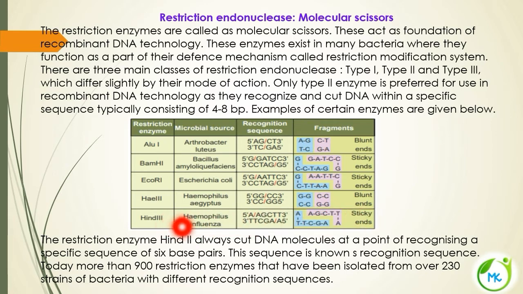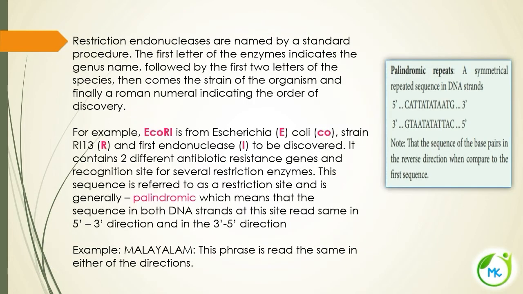So the restriction enzyme HindIII always cuts DNA molecules at a point of recognizing a specific sequence of 6 base pairs. This sequence is known as recognition sequence. Not only this particular enzyme, in general the restriction endonucleases are going to recognize a particular sequence. Today more than 900 restriction enzymes have been isolated from over 230 strains of bacteria with different recognition sequences. Next, how the restriction endonucleases are named, I'll explain.